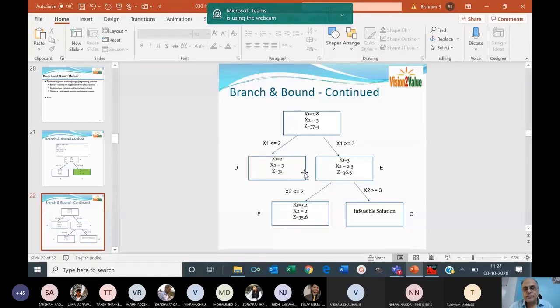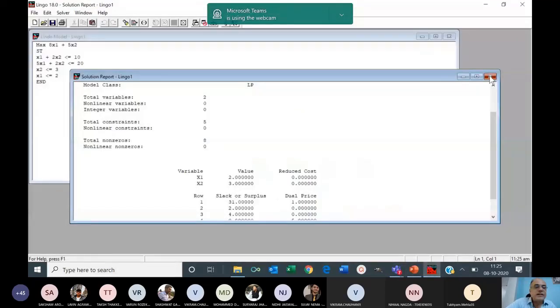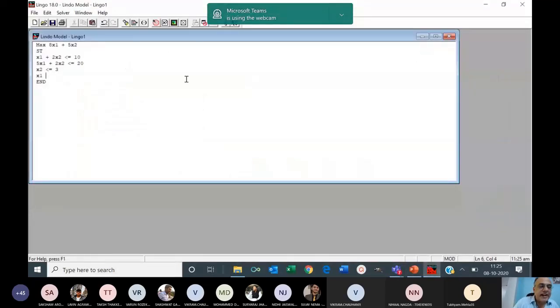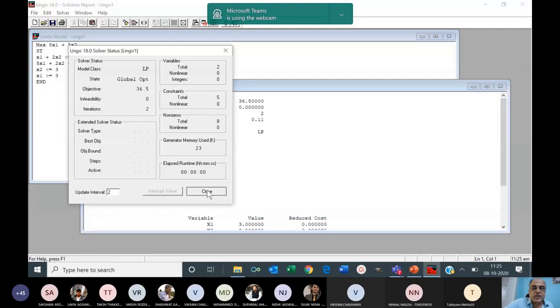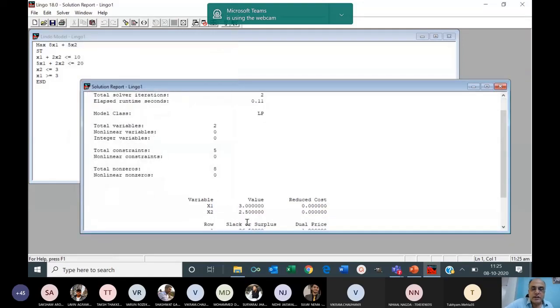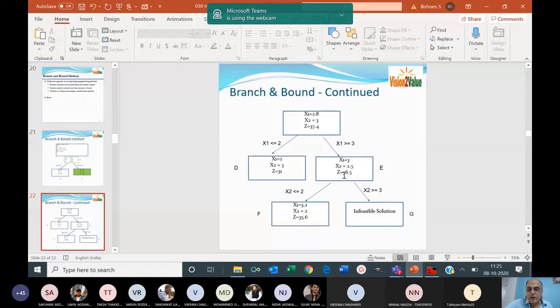Now we replace x1 less than or equal to 2 with x1 greater than or equal to 3, because let us explore this branch. We go back here and change this to greater than or equal to 3. Once you solve, you get a solution of 36.5, with x1 equal to 3 and x2 equal to 2.5. Should we stop here? No, sir, because our previous value is 36.